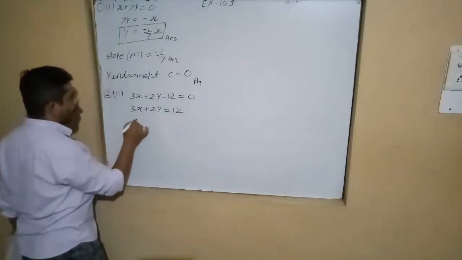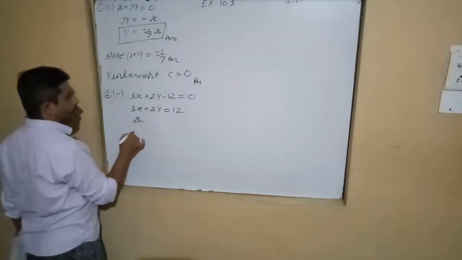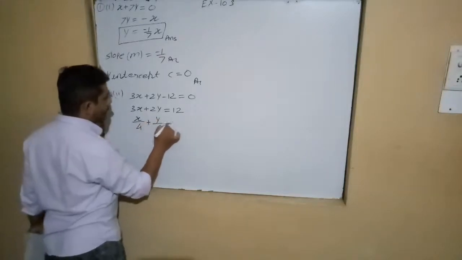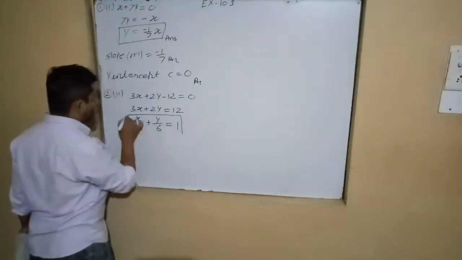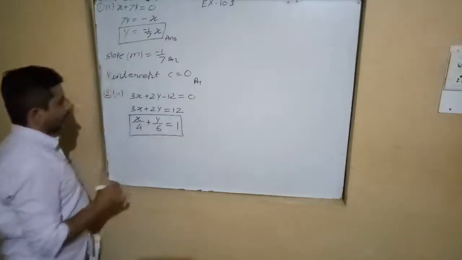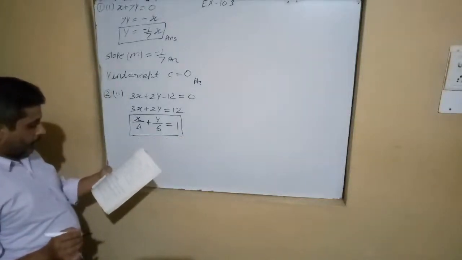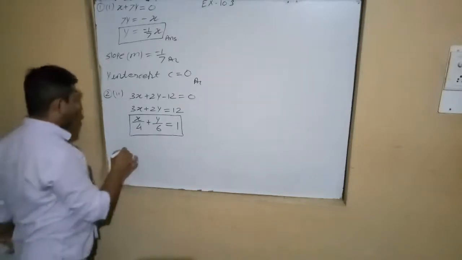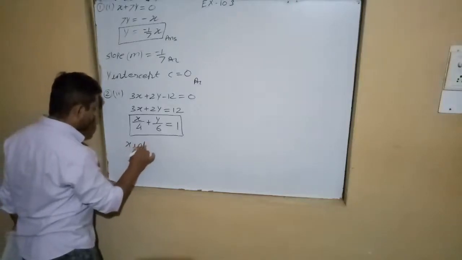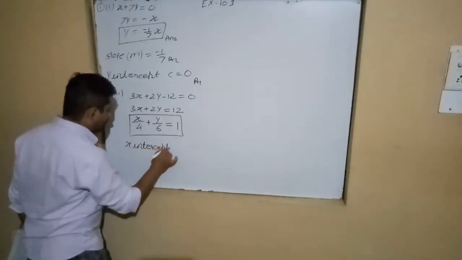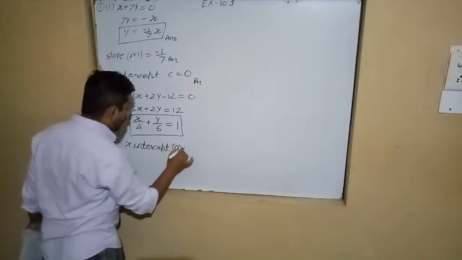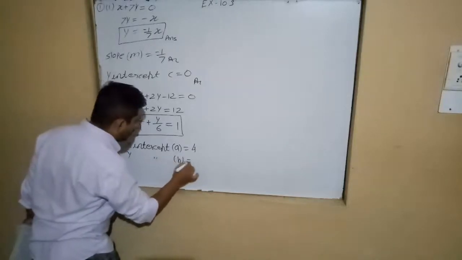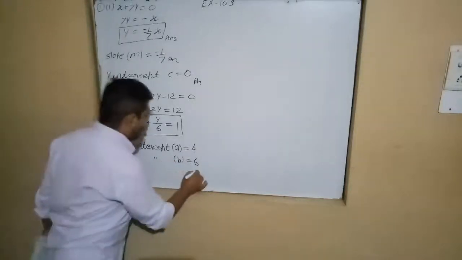When we divide it by 12, what will come? x upon 4 plus y upon 6 is equal to 1. This is the intercept form of a line. Clear? Now we have to find the intercepts. So the x-intercept, this is called a, is equal to 4, and the y-intercept, this is called b, is equal to 6. Answer.